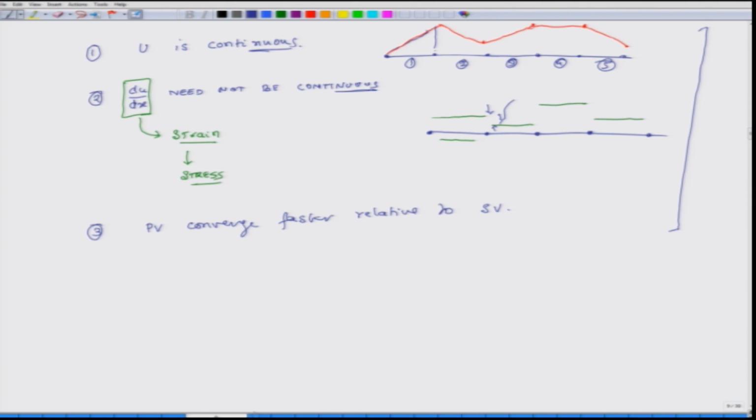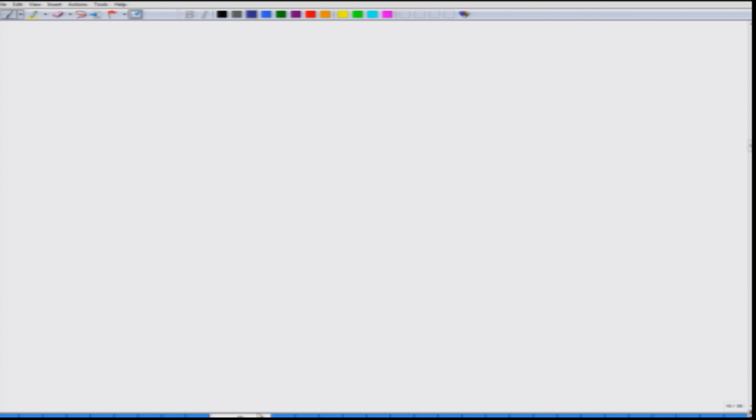Last point I wanted to make is that suppose you have this element from xa to xb, and earlier we had said there is some distributed force and we know how to calculate the value of that force at xa and xb. We have seen that F1 and F2, right.